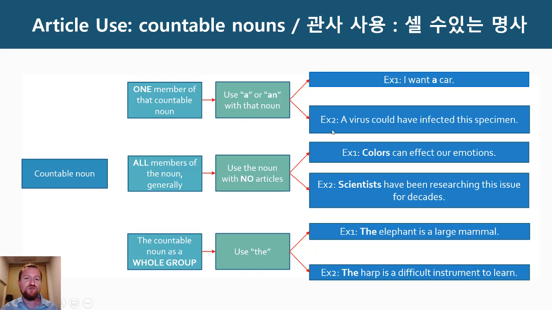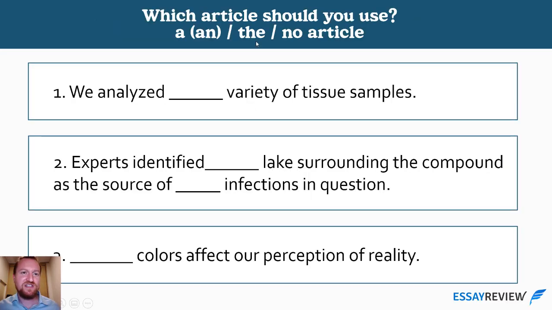So if you follow these rules, you, in theory, won't make any mistakes with determiners. But with practice comes perfection, right? So let's practice. Which articles should you use here? We analyzed a variety of tissue samples. A, an, the, or no article. A variety. A word like variety is a more abstract grouping, so it's not a particular variety, it's just a variety. This always goes together.